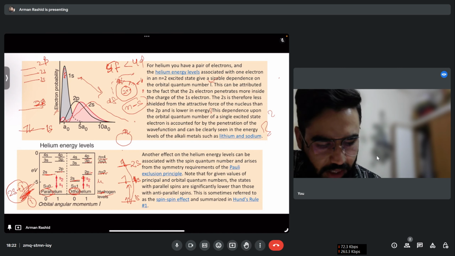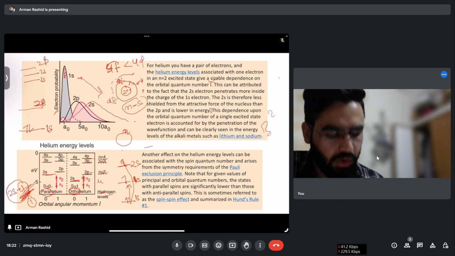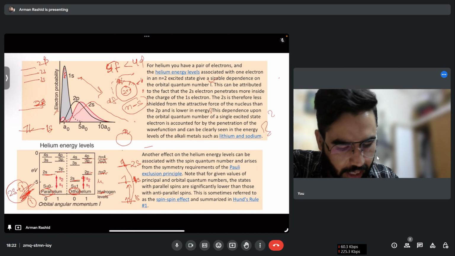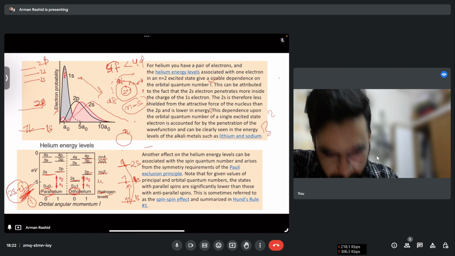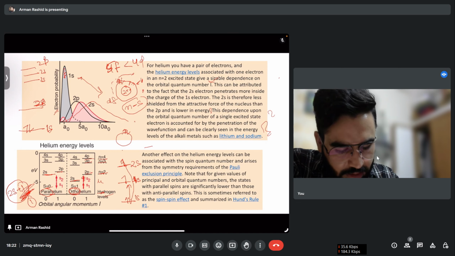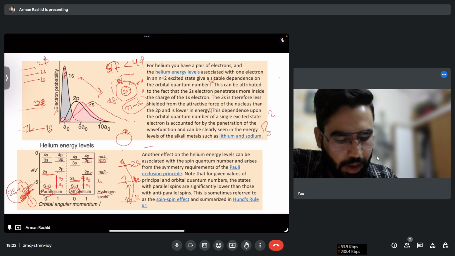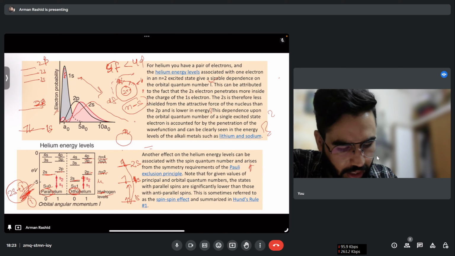So that is what I have written: another effect on the helium energy levels can be associated with the spin quantum number and arises from the spin requirement of Pauli's exclusion principle. Note that for given values of principal and orbital quantum number, the states with parallel spin are significantly lower than those with antiparallel spin.